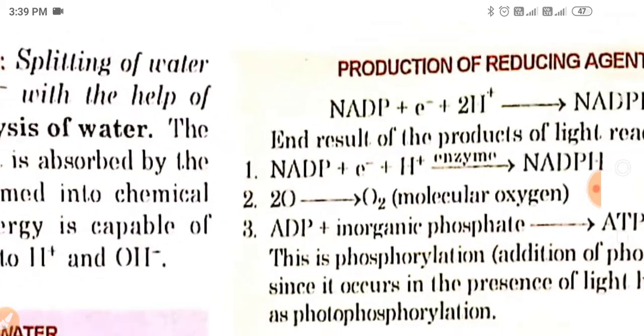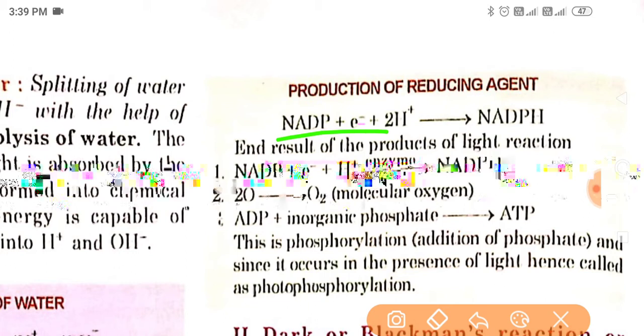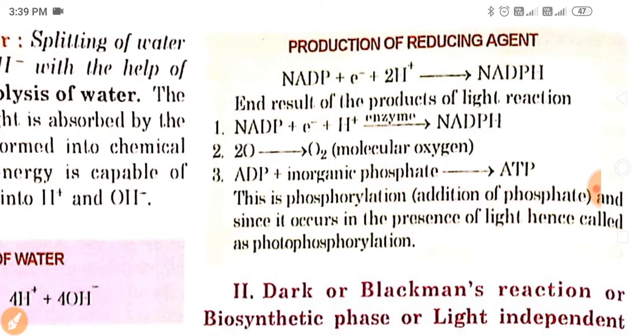So you can see that in the production of the reducing agent, NADP plus takes electrons and 2H ions, and NADPH is formed. So the end result of the light reaction is that NADP plus H ion forms NADPH, oxygen is evolved, and ADP plus inorganic phosphate forms ATP. This is phosphorylation, addition of phosphate, and since it occurs in the presence of light, it is called photophosphorylation.